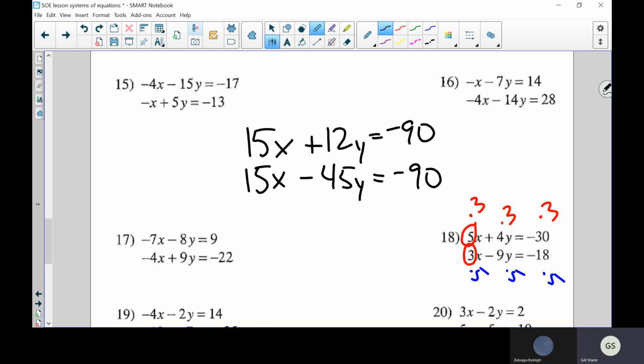Now, though, you still have to do the change the sign thing. So on one of those equations, you've got to flip every sign. So you could do this one and say negative 15x plus 40.